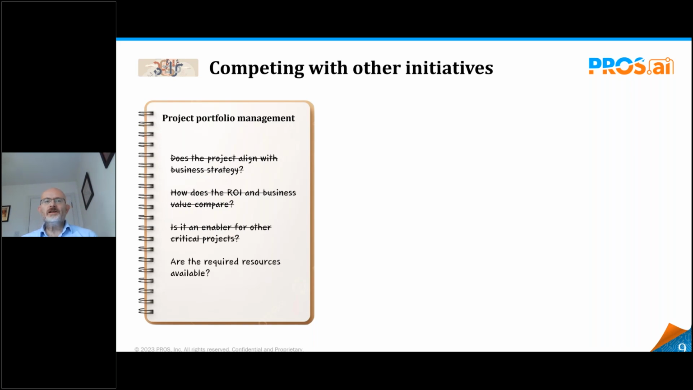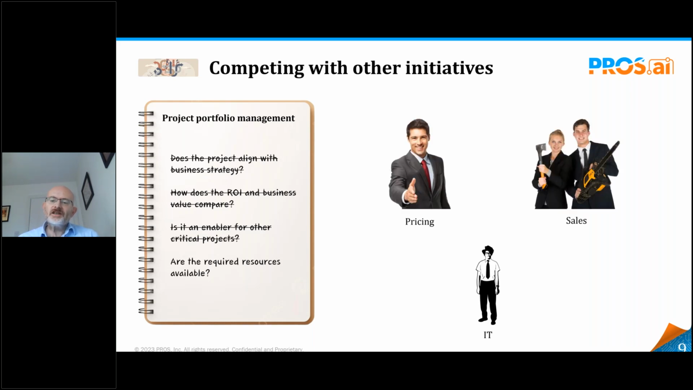And then we need to ask ourselves, are the required resources available? Because even projects with a good return on investment need resources available to make them successful. Pricing initiatives and pricing projects tend to be led by pricing teams, and often it's pricing teams that need to commit a significant amount of resource to make them happen and make them successful.